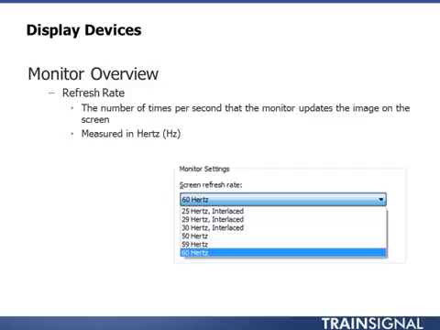Now the refresh rate is measured in hertz, okay? Hz, that is the term, hertz. And so if our monitor is set, let's say, to a 60 hertz refresh rate, that means that 60 times per second the screen is being refreshed. That's how many times per second.